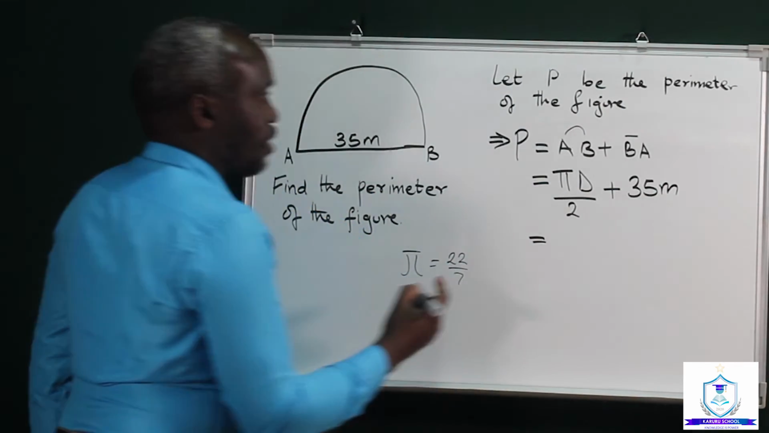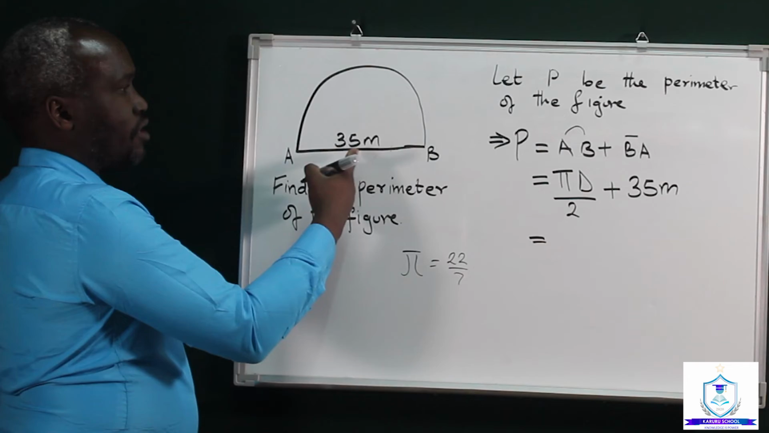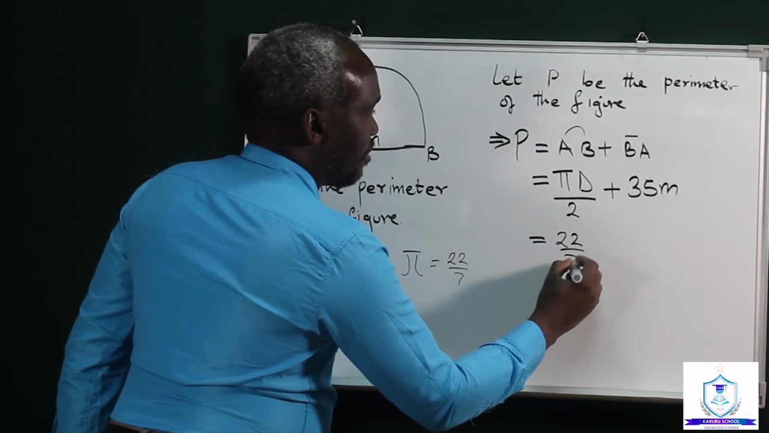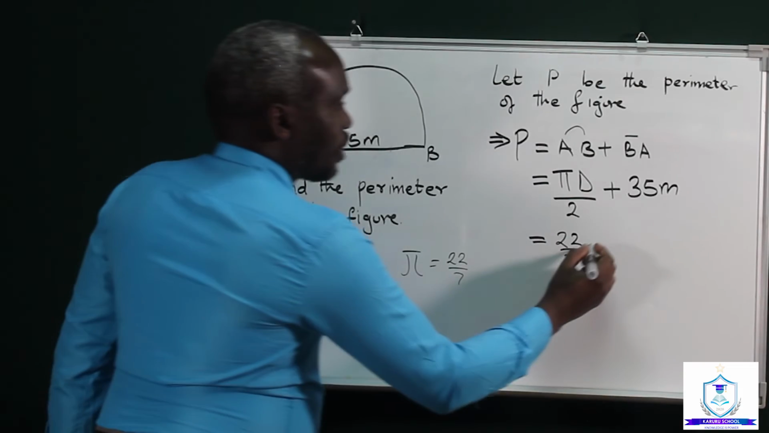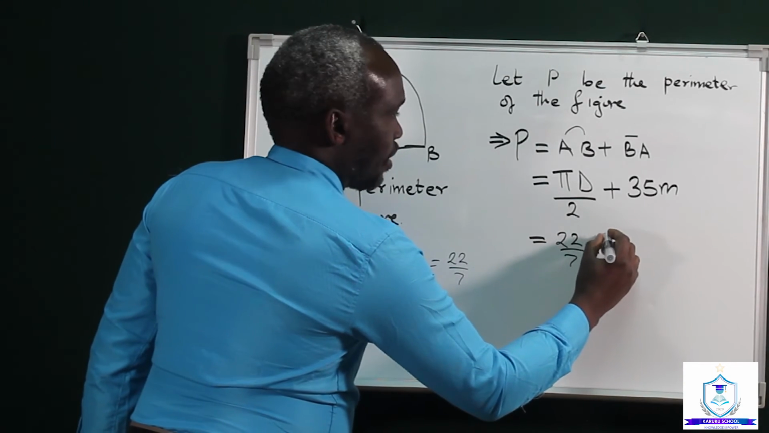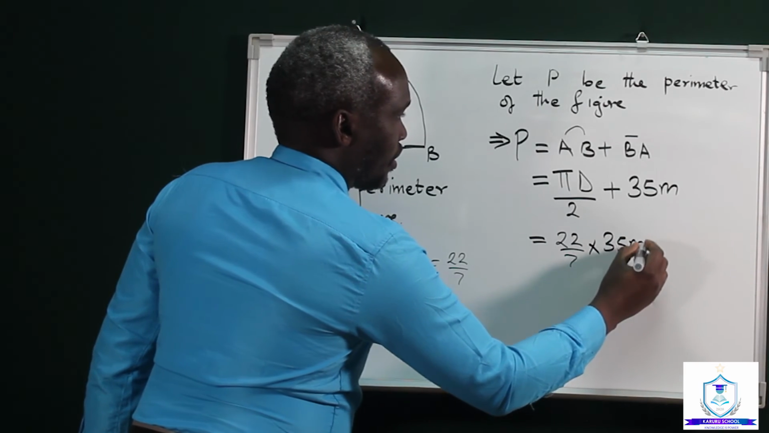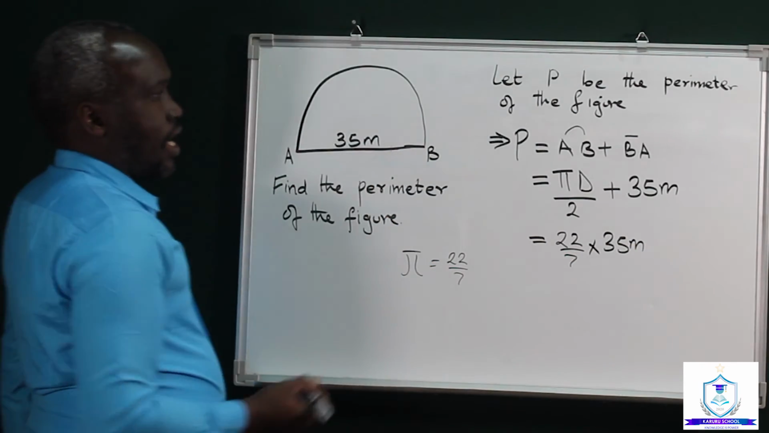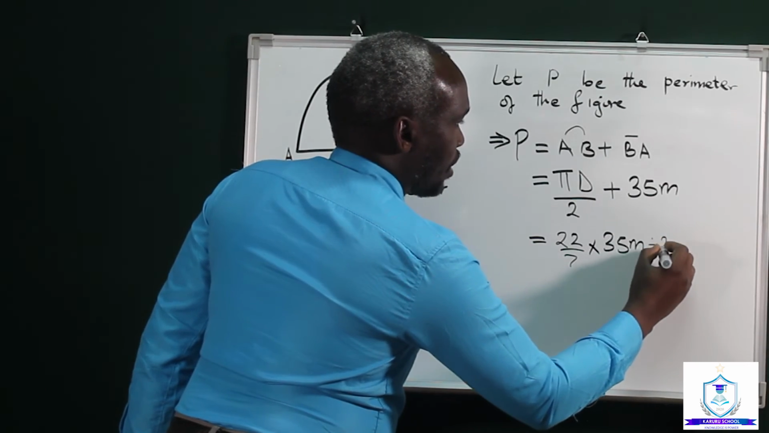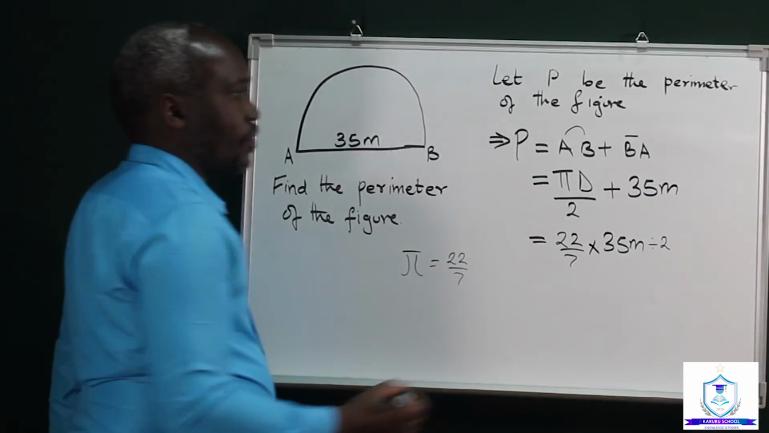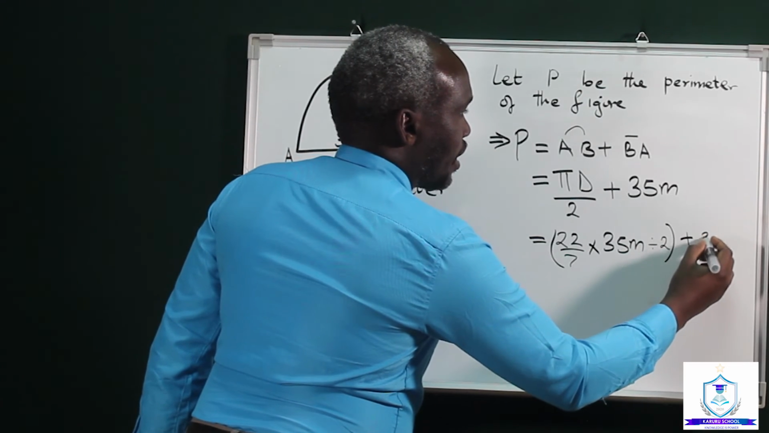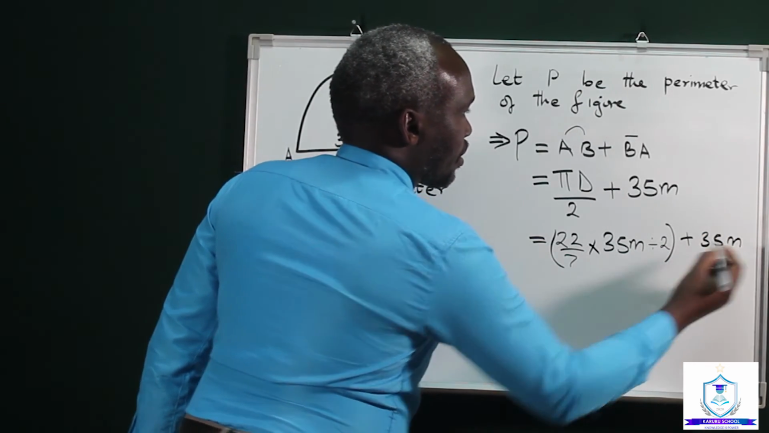So the next thing is to substitute in the value for pi and the value for the diameter. In this case we'll have 22/7 multiplied by the diameter, which is 35 meters, and then you divide this by 2, and then to the entire of this you add 35 meters.